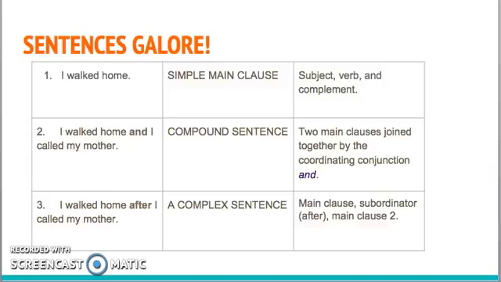And the third sentence: "I walked home after I called my mother." There's a main clause, a subordinator, which is "after," and the second clause. It's important to note that the second part, "after I called my mother," cannot stand alone. It needs to be attached to a main clause. The word "after" is a subordinator, therefore making this a complex sentence.